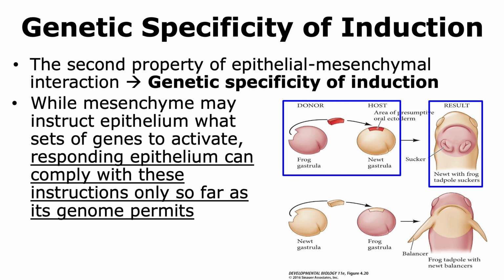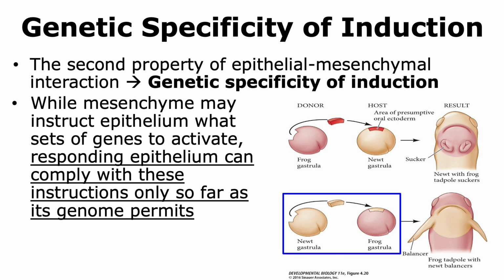And so even though the newt gastrula were getting factors that were secreted by the frog tissues, they still could not undergo induction to form the balancers that we should have seen in the newts. They actually formed the frog tadpole suckers because that is what the genome specifies since they were of frog origin.